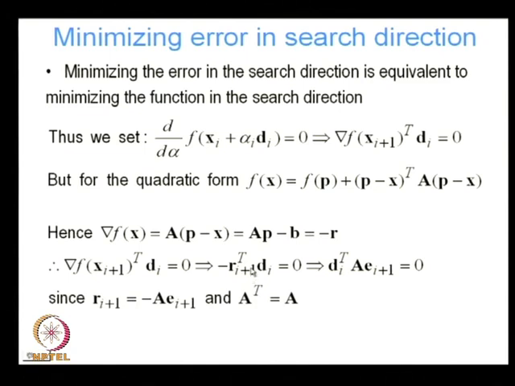What does this tell us? This tells us that if we are minimizing the function in the d_i direction, what we are actually doing is satisfying the condition that d_i is orthogonal to e_{i+1} with respect to the A matrix, right. So, d_i transpose A e_{i+1} equals 0. Is that clear?